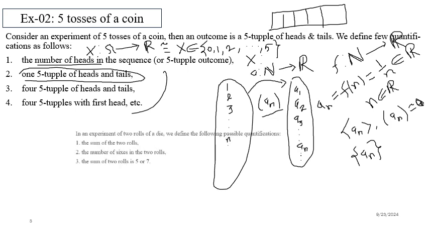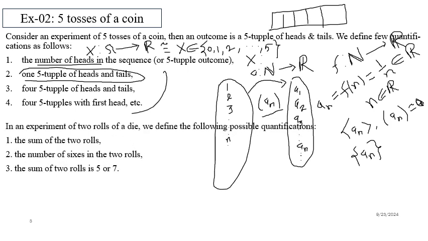Okay, and like in the experiment of 2 dice you can define various kinds of things, like sum of 2 rolls. What would be the sum of 2 rolls? What are the possible values of the sum if you are rolling 2 dice together? It would be 2 to 12. So you can design those things. That would also be one kind of random variable, sum. If you talk about the number of 6s in the 2 rolls, whether it is a legitimate random variable, it is a random variable.